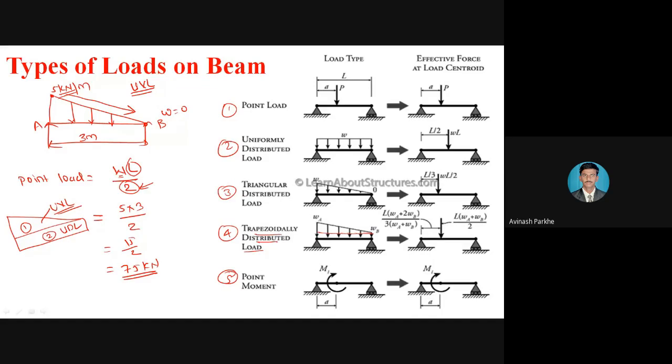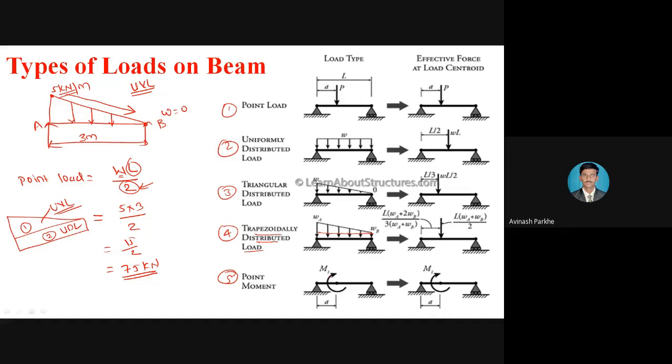But what is the last point? Moment, which is also called a couple. We know the basic definition of moment. Moment is equal to force into perpendicular distance. If I have to take the moment at any point, I take one force at the loading point, and the distance from the point where I take that moment represents the perpendicular distance. Therefore, force into perpendicular distance is called a couple.